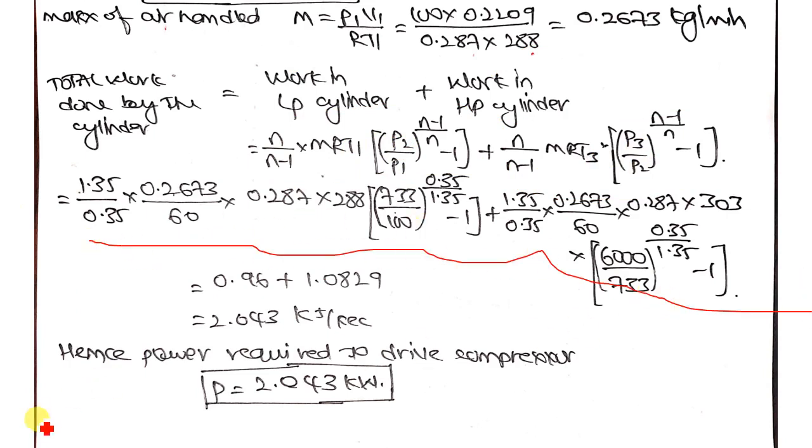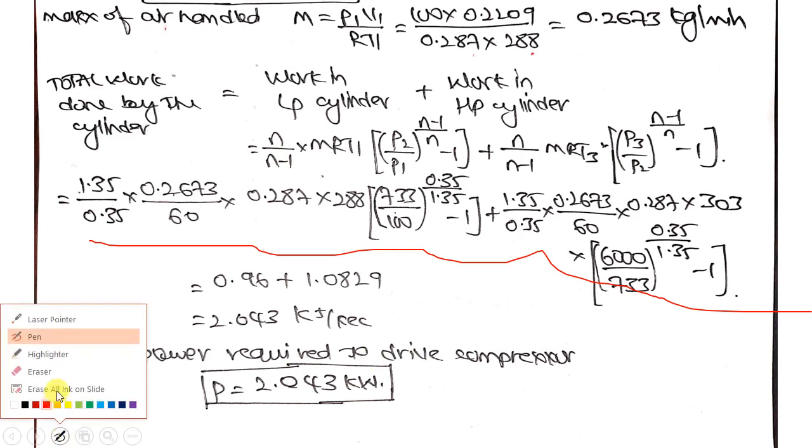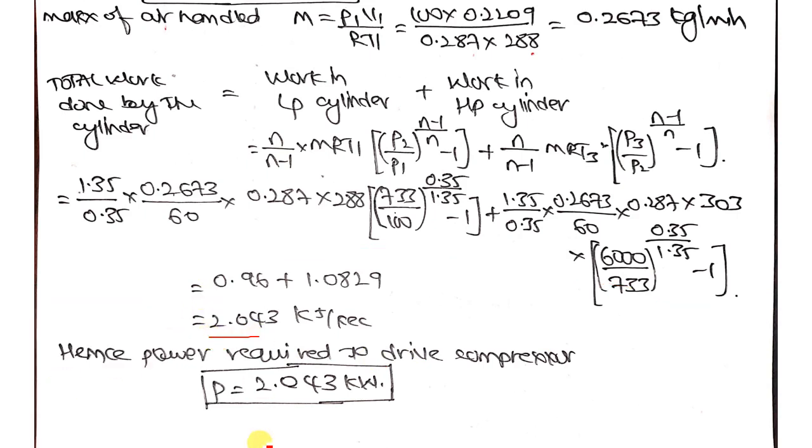So if you want the power to drive this compressor, you have multiplied the mass flow rate directly, so definitely you will get it in watts itself. So it is 2.043 kilowatt.